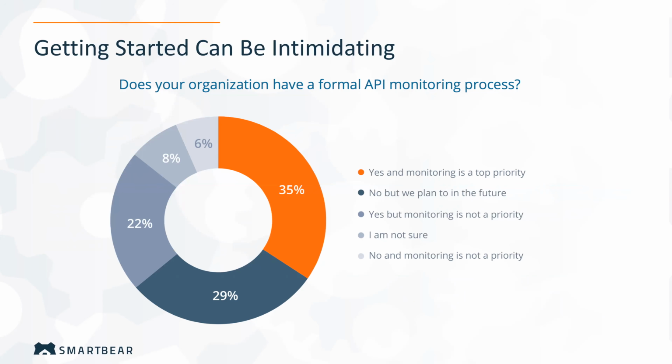I thought this was super interesting to show. We surveyed a bunch of people for our State of API survey, and we found that 86% of organizations plan to have a formal API monitoring process, but only a third say that it's a top priority. You can see the breakdown of people that are trying to get started, people that are not really prioritizing it, and people who don't really know. I think it's key to highlight, and maybe that's the case for your team, maybe it's not.